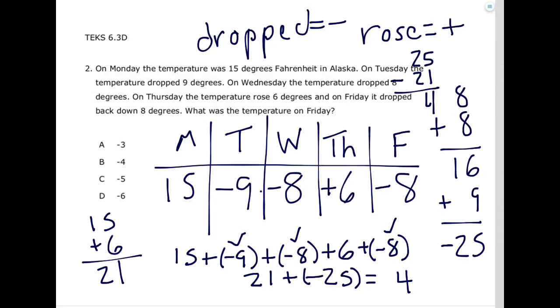But because there's more negatives than positives, my answer is -4. And I can come over here and check the answer choices. It looks like it's B, -4.